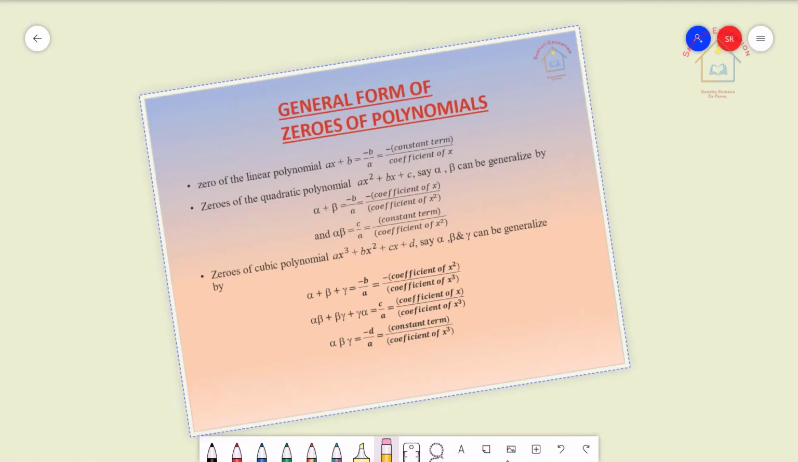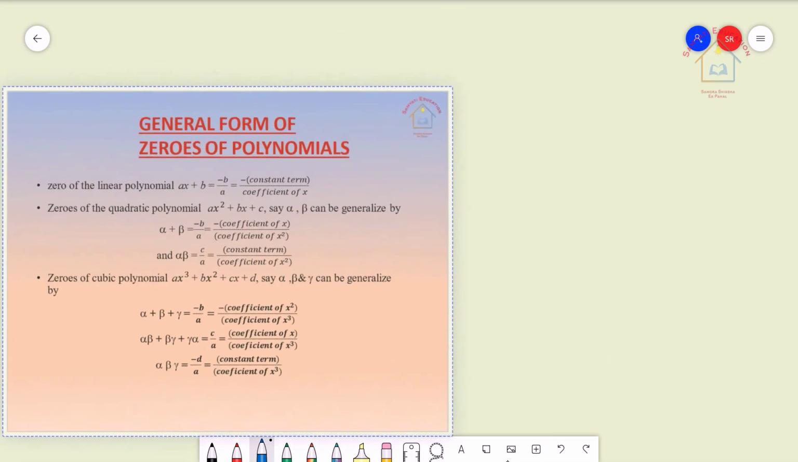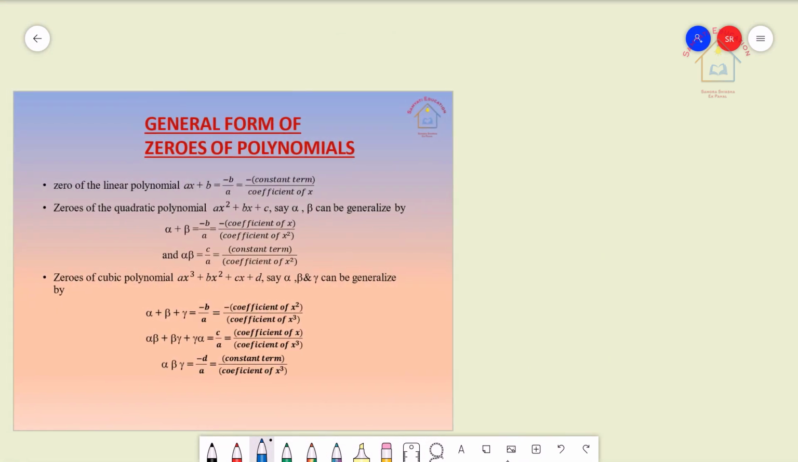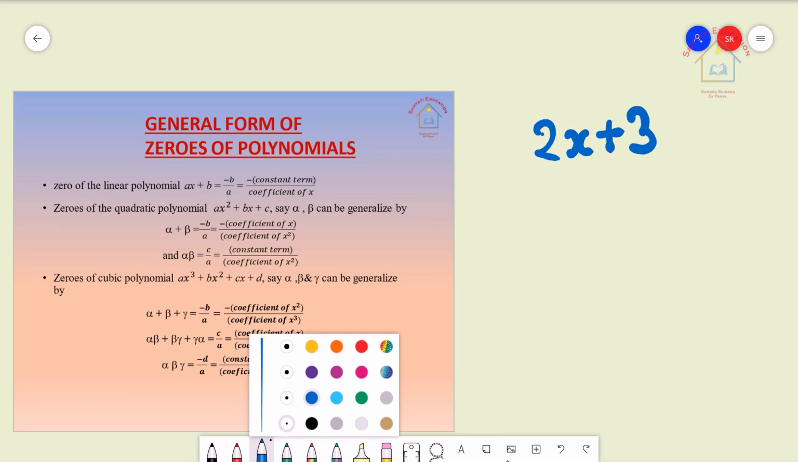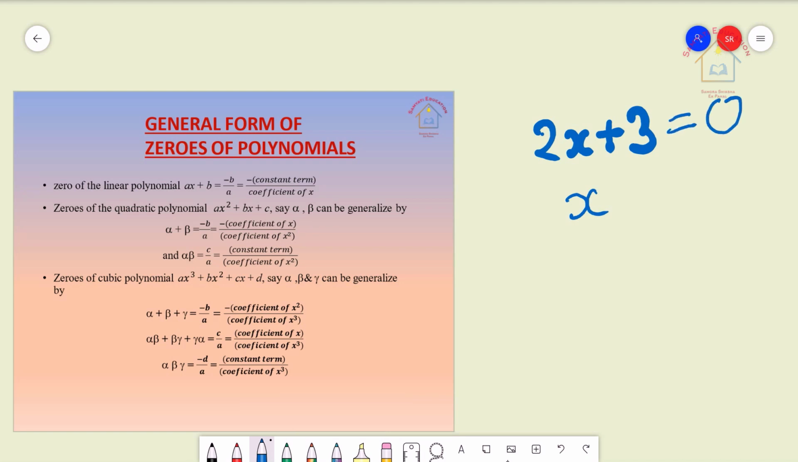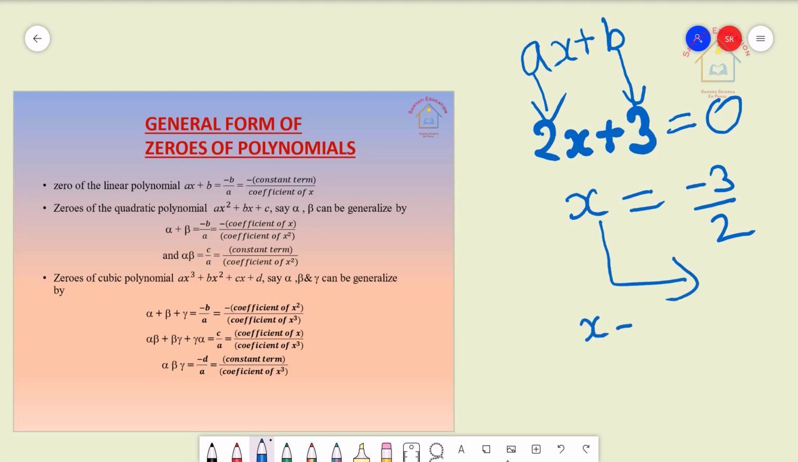General form of zeros of polynomial, as we have seen when we were talking about the polynomial 2x plus 3. When we put this polynomial as 0, the value of x was minus 3 by 2. If we compare it with ax plus b, b is 3 here, a is 2 here, and x is equal to minus b by a.